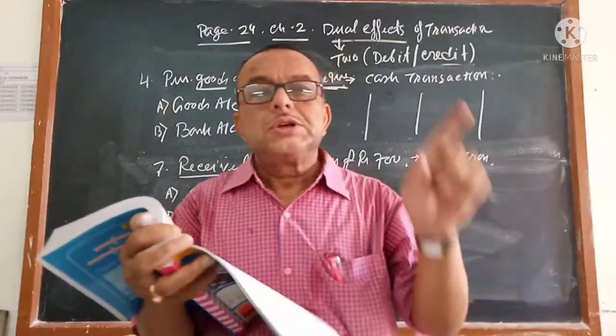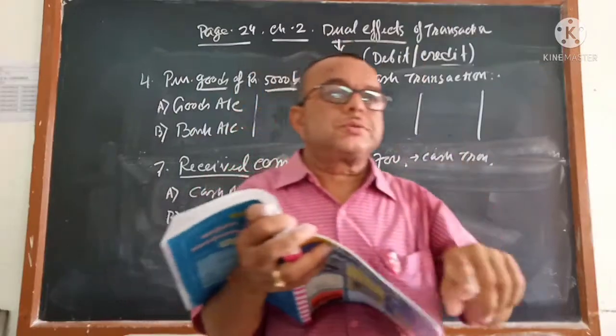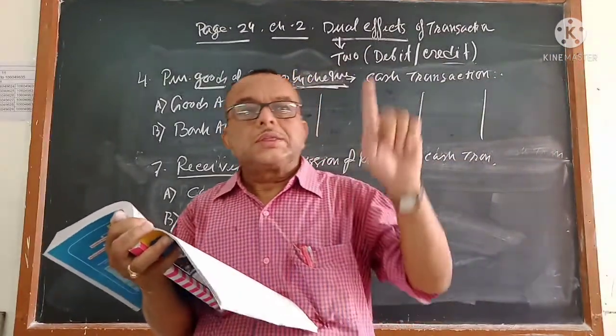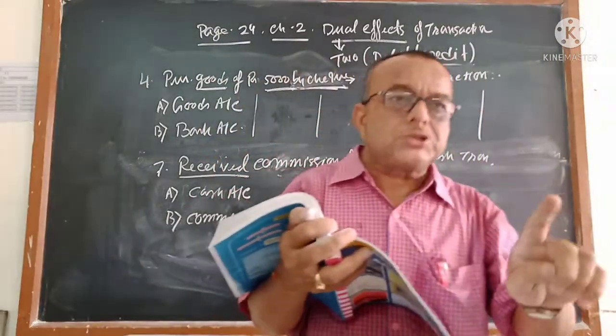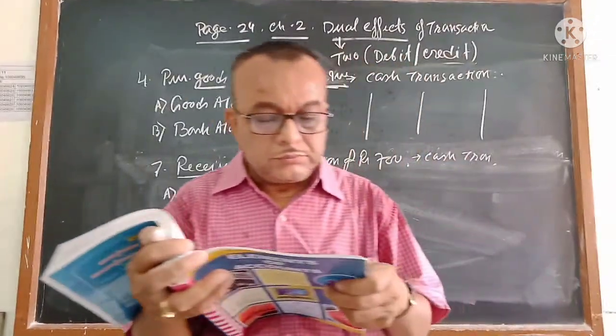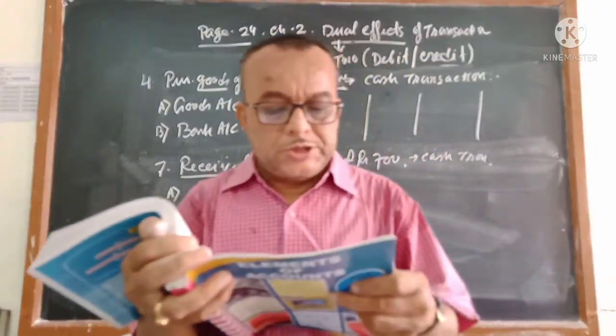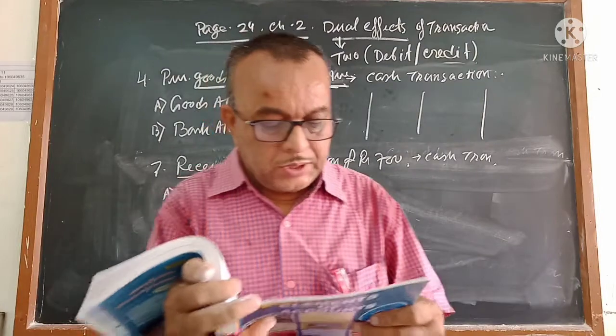In place of goods, suppose if it is given purchase goods, then goods account will be written. If it is given purchase furniture, then we will not write goods account. In place of goods, we will write furniture account. So one is furniture account and the other is Sriji Furniture account. These two effects will come.